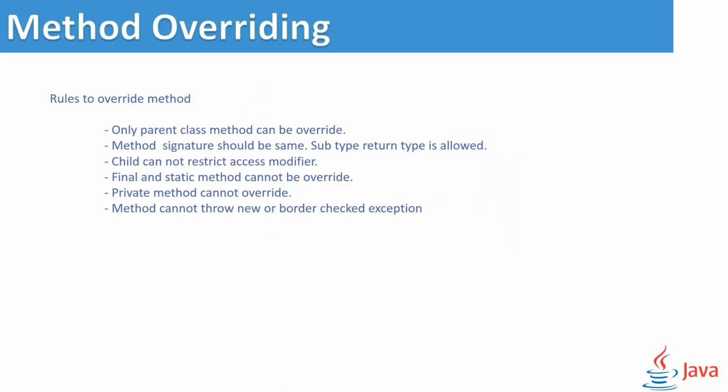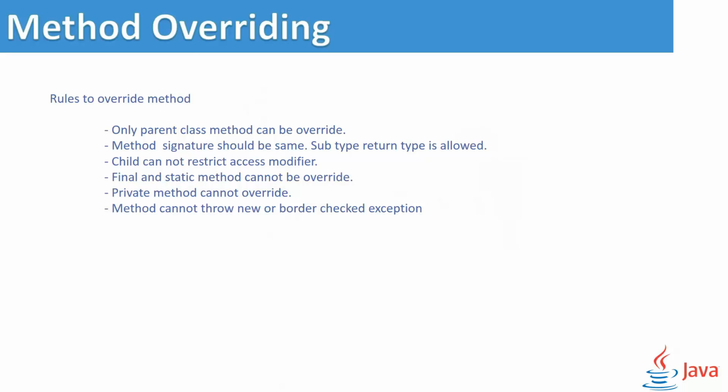We have an exception with the return type. We can take a subtype of the parent return type. I will explain this in the live demo. Next one is a child cannot restrict the access modifier. That means the scope modifier of the overridden method cannot be changed from public to private or public to protected.